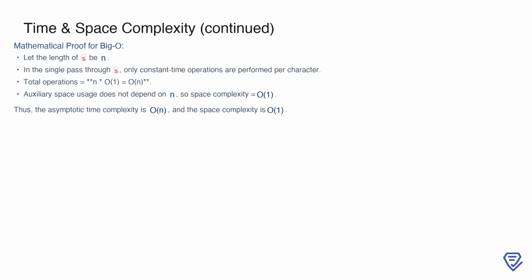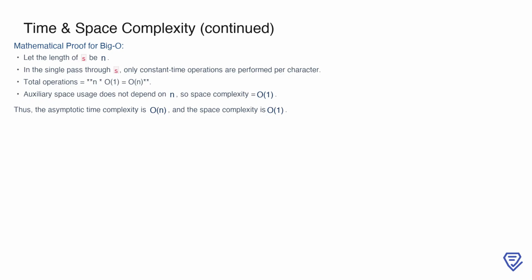To mathematically prove the big O complexity, let the length of the string be n. During the single pass through the string, the algorithm performs a constant number of operations for each character. These operations, such as updating the balance variable or checking a condition, are O(1). Since there are n characters in the string, the total number of operations is n multiplied by O(1), which simplifies to O(n). Regarding space complexity, the algorithm uses only 2 integer variables, balance and count, which require a fixed amount of memory regardless of the input size.